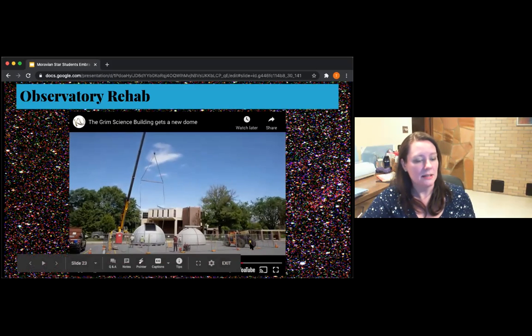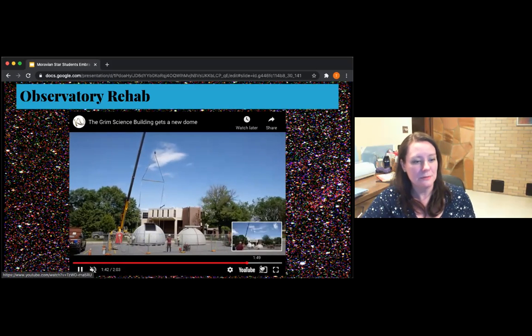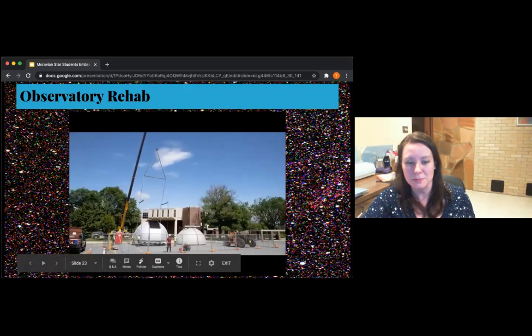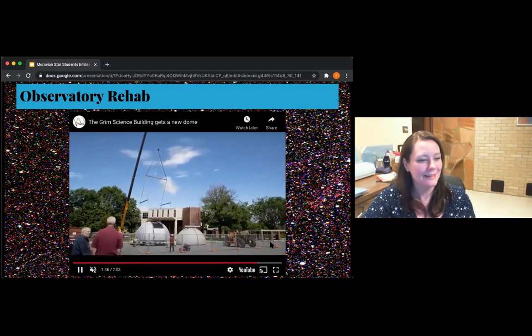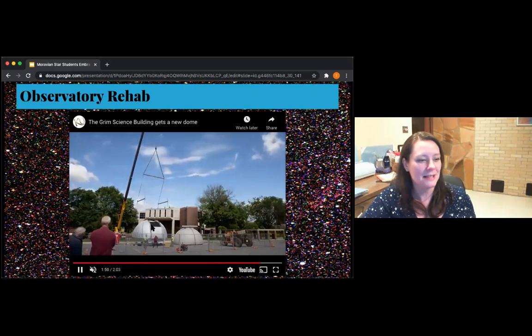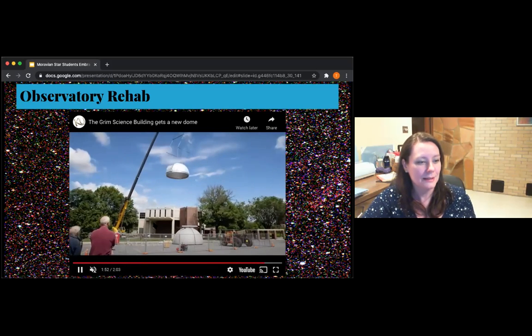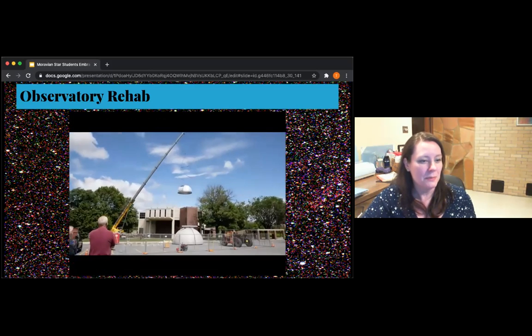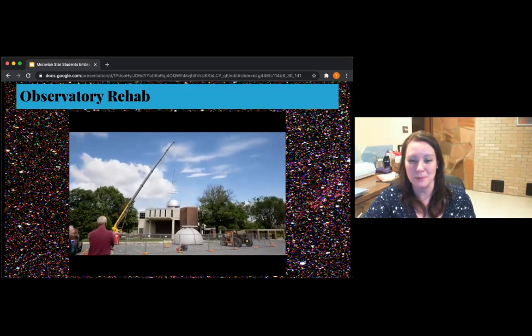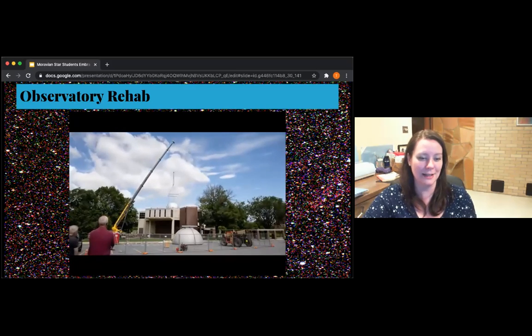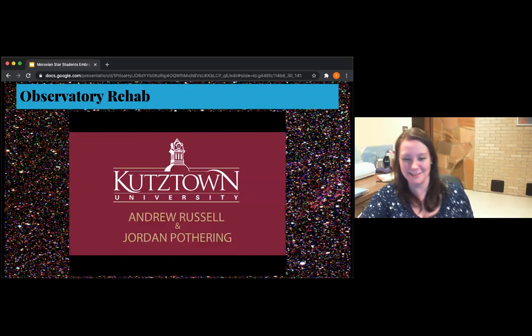I apologize. I wanted to play it a little bit faster, but I can't get to my speed controls because the zoom buttons won't move out of the way. So there we go. We can see the new dome going up and being put into place. So unfortunately, we didn't get a chance to actually learn how to use the telescope that summer because it was busy getting a new hat.